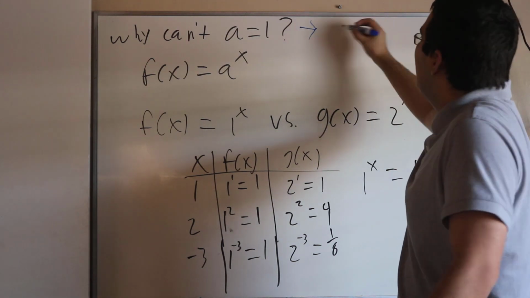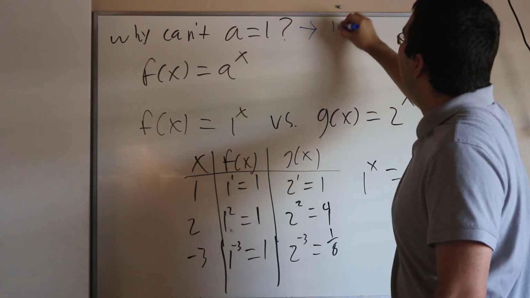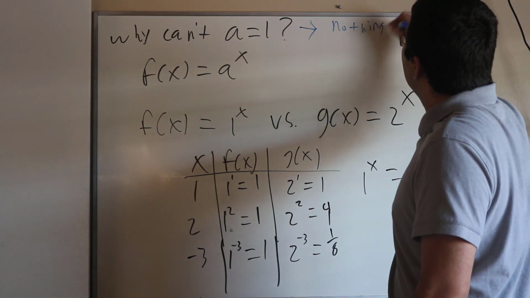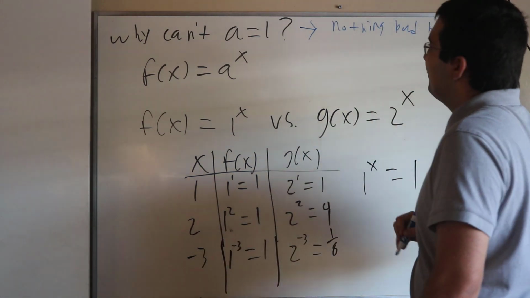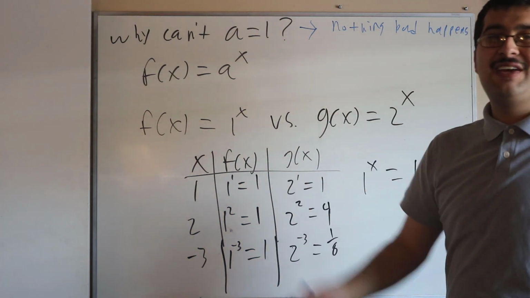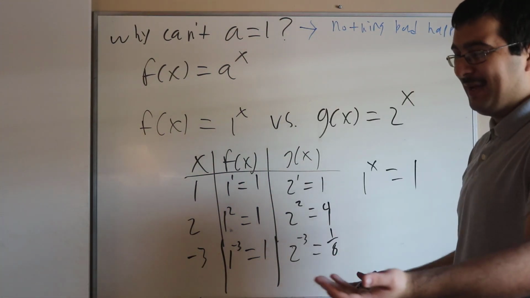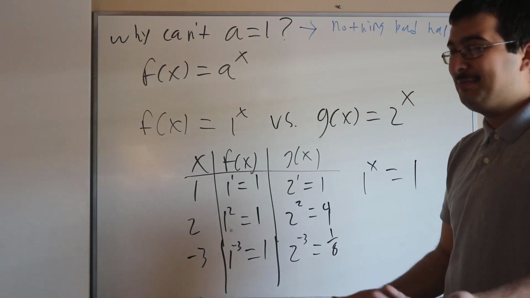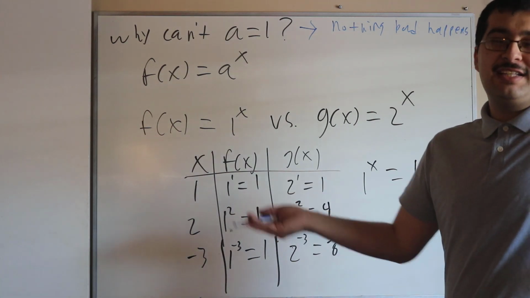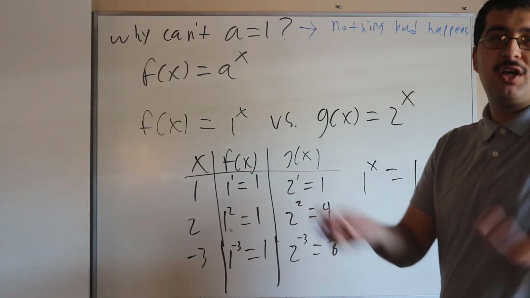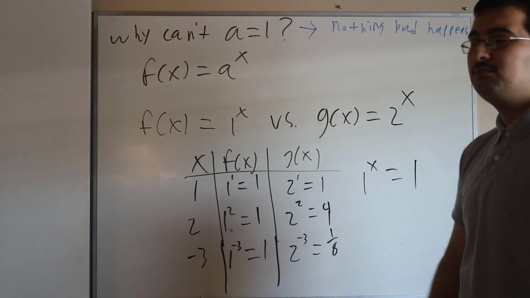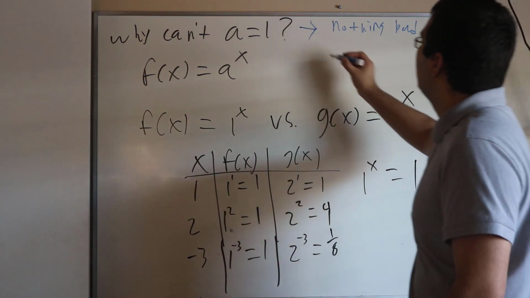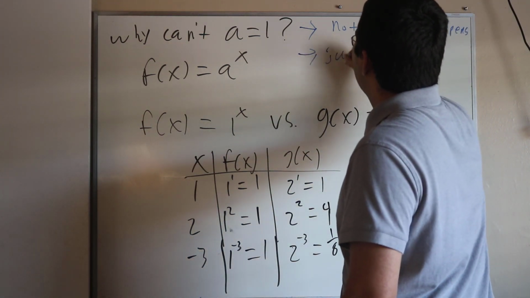It's not really that a can't equal 1. Nothing bad happens when a equals 1. But nothing happens. It's not like anything good's happening or anything bad's happening. Nothing is just happening. It's kind of boring. It's trivial. So we don't bother even talking about it. We just say, forget it. It's kind of pointless.